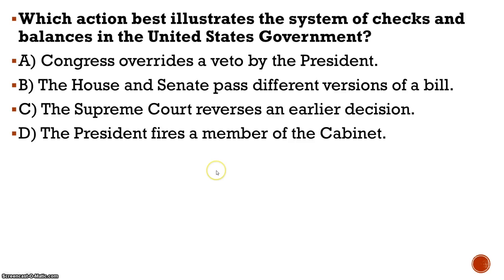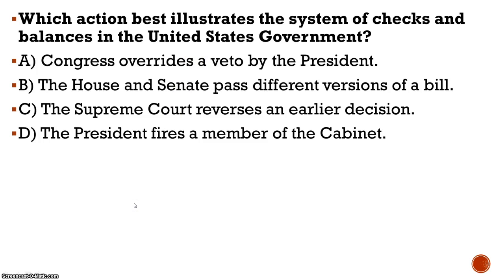Now, we're talking about checks and balances, balancing out the government. So it's A, Congress overrides a veto by the president. Because the president's trying to veto and stop the bill, and Congress is like, no. We're going to override that veto and keep it going. So the answer is A.